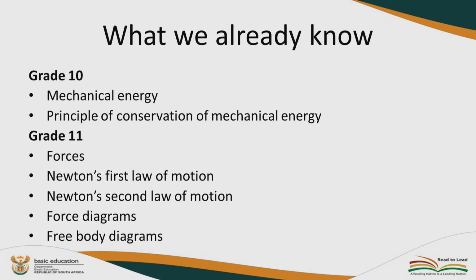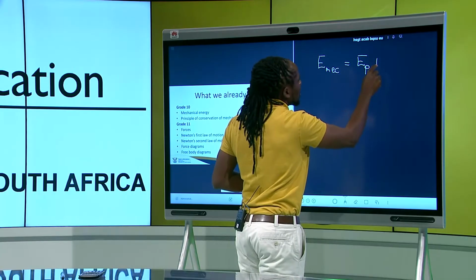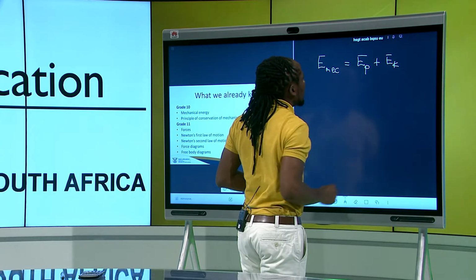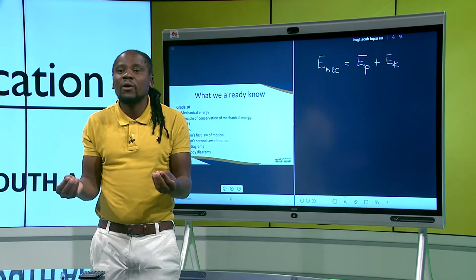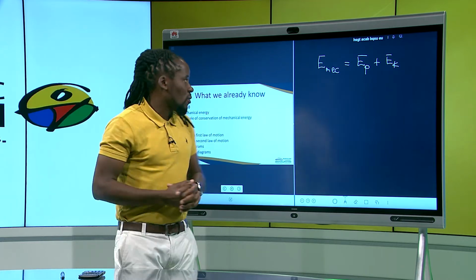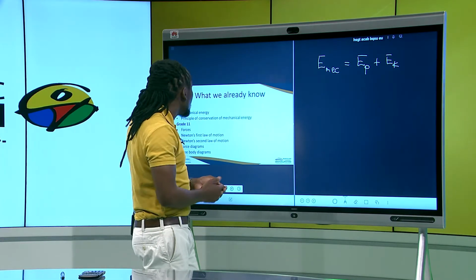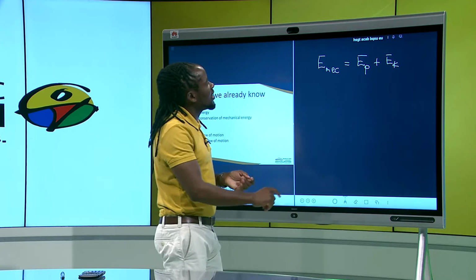Now, let's quickly look at what we already know as far as some aspects that we've looked at in grade 10 as well as in grade 11. In grade 10, we looked at mechanical energy, which is a combination of both. E_M, we said, is equal to the sum of the gravitational potential energy plus the kinetic energy. Now, this is energy with respect to a particular object in a closed system. And also, we looked at the principle of conservation of mechanical energy.